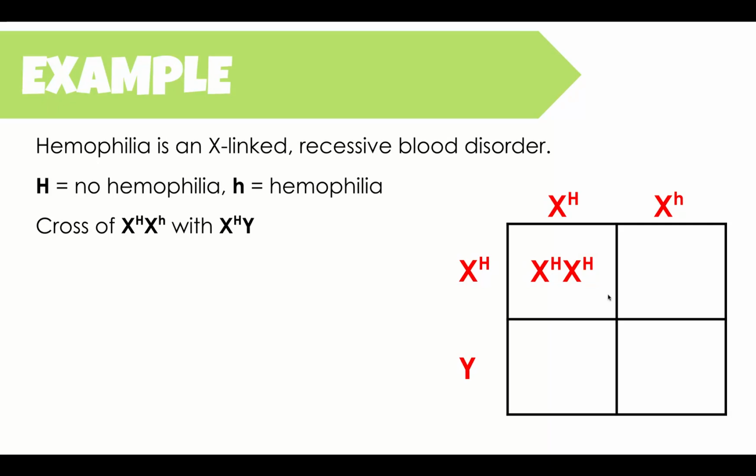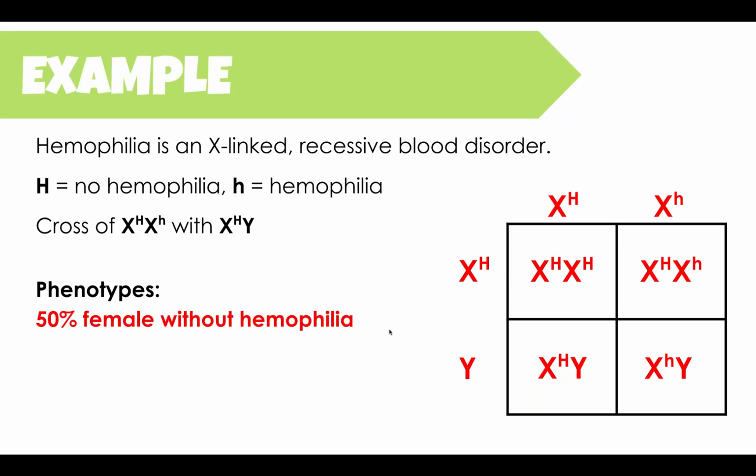All right, so this first box would be X big H, X big H. The next one would be X big H, X little h. We will have X big H with the Y, and then X little h and a big Y. So if we look at the phenotypes of these offspring, there's a 50% chance that you get a female offspring that does not have hemophilia.